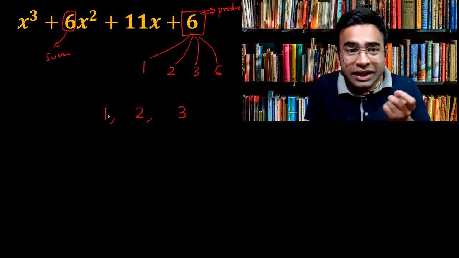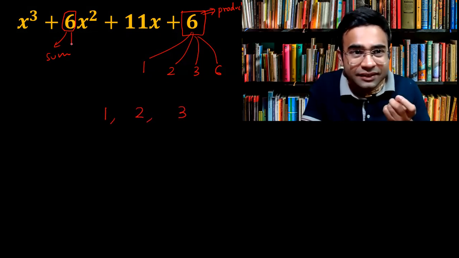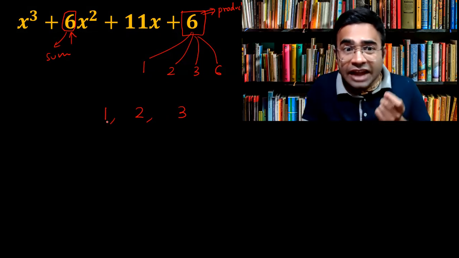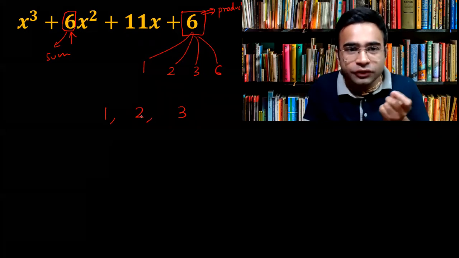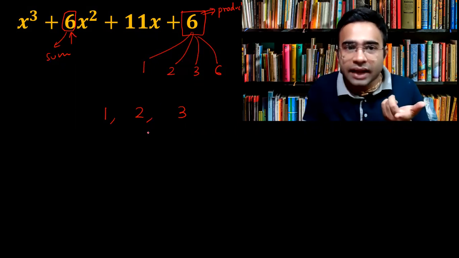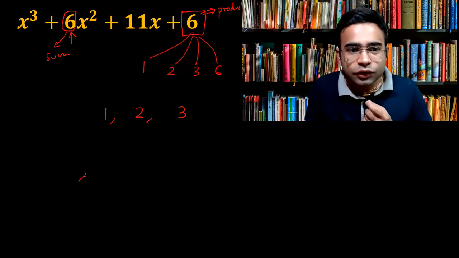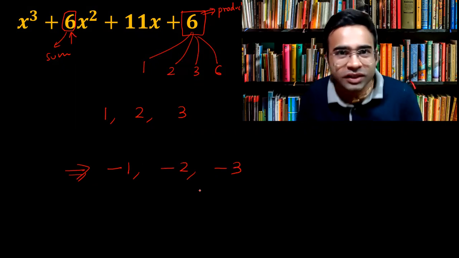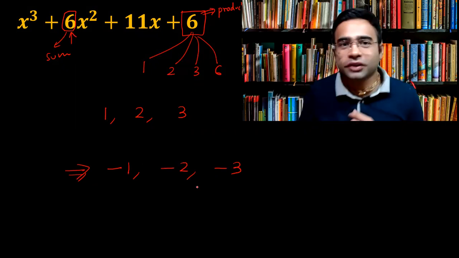So if you check it out, the sum is 6, which is the coefficient of x squared, and the multiplication of these 3 numbers is also 6, which is the constant term. Hey, that's it. Just change the sign. So the roots of this particular equation are -1, -2, -3. Wasn't that cool? That's what I was saying, kids.